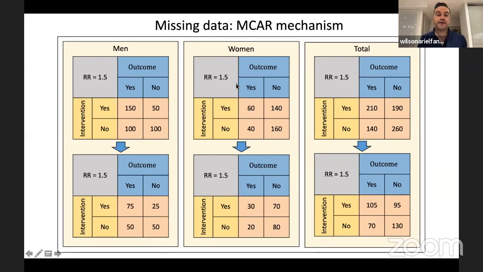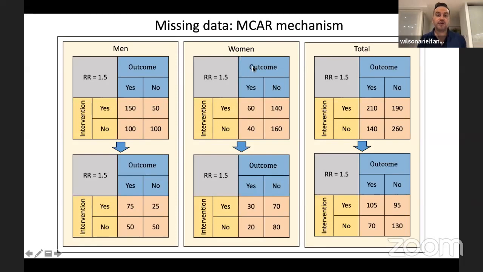And on the other hand, it has nothing to do with the observed variable, which in this case is the gender, because both of them dropped 50%. But just imagine that women dropped more than men. So this is another mechanism, but we are talking about missing completely at random. So this is what I mean by missing completely at random.